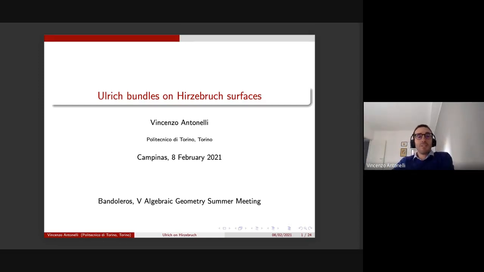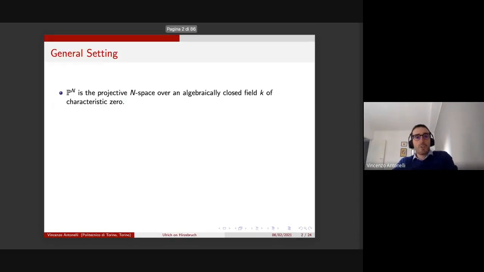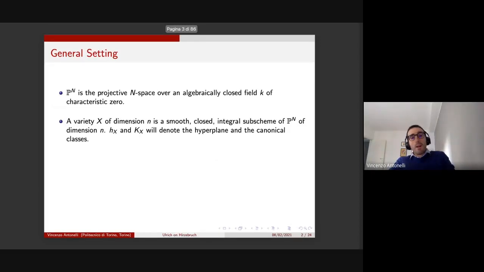So as you can see from the title, I will talk about Ulrich bundles on some kind of surfaces, and these surfaces are the Hirzebruch ones. So let me just fix the notation and the general setting. P^M will just denote the projective space, and we will work over an algebraically closed field of characteristic 0. You can just think of the complex numbers from now on. And a variety X will be just a smooth closed integral subscheme of this projective space of dimension n.